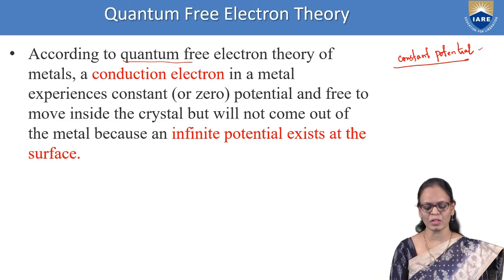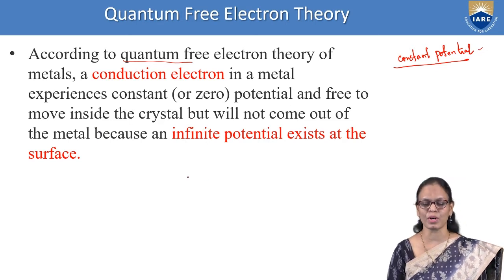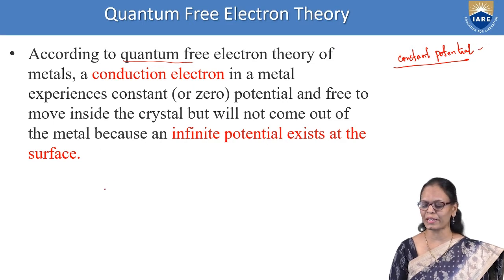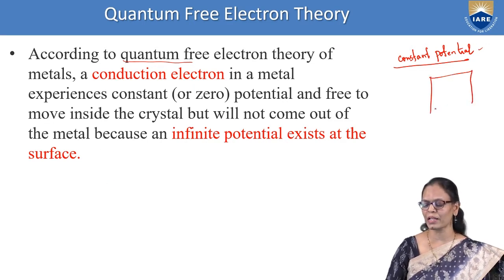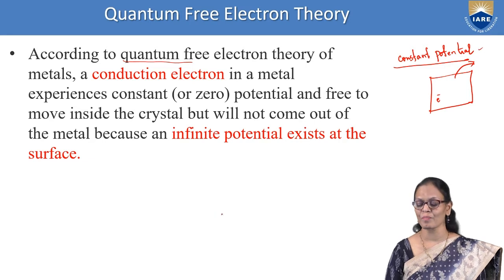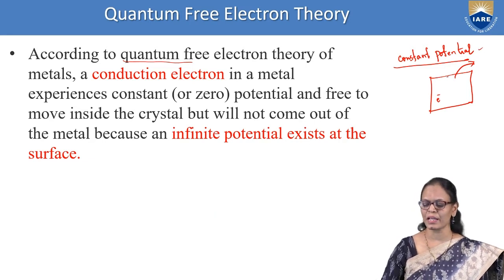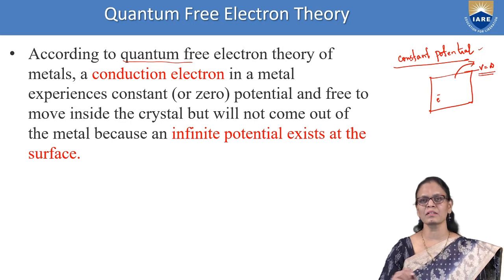And this electron is free to move inside the crystal. So it can move anywhere inside the solid, but it cannot come out of the metal. It has to be bound. If I'm taking a solid, the electron can move anywhere inside the solid, but it cannot come out of the solid. So what they assumed here is there is an infinite potential at the surface. Only when the electron can overcome that, it can come out.